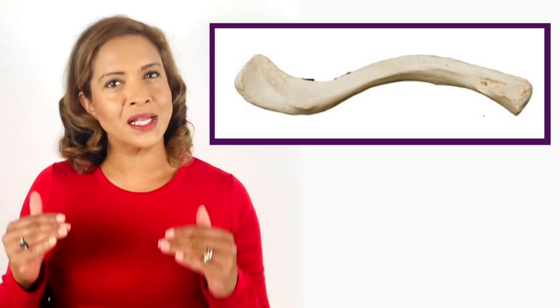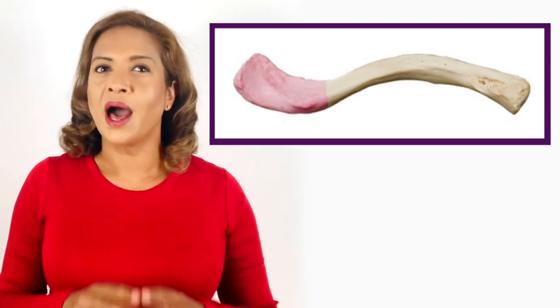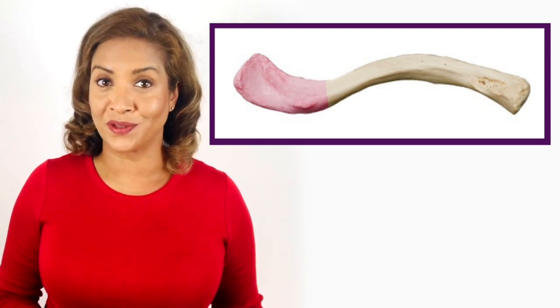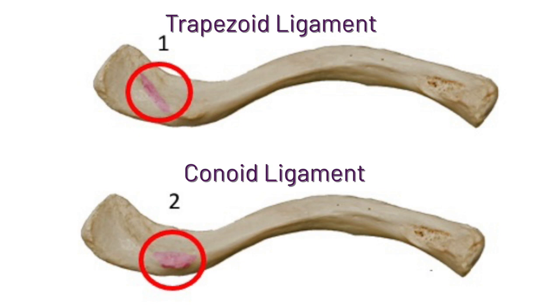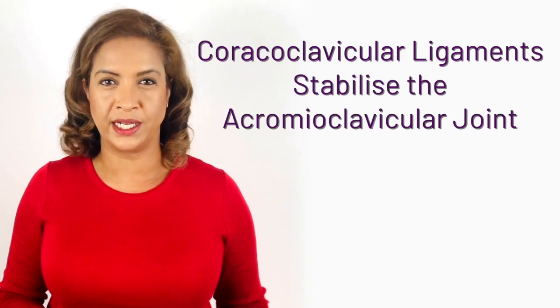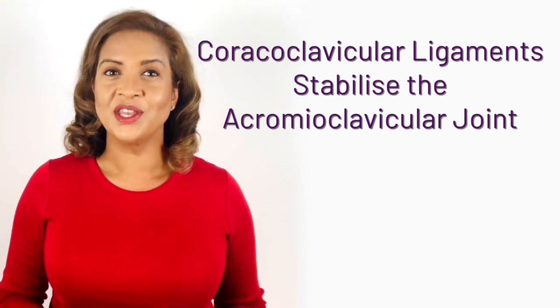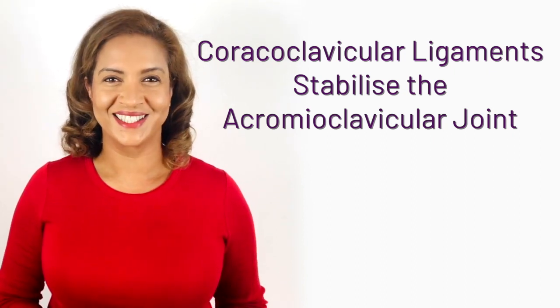The answers. Question 1. This was in fact the undersurface of the clavicle. The highlighted region was the lateral end of the clavicle, and the 2 structures were the trapezoid ligament and the conoid ligament. Now, these are 2 coracoclavicular ligaments that stabilize the acromioclavicular joint.